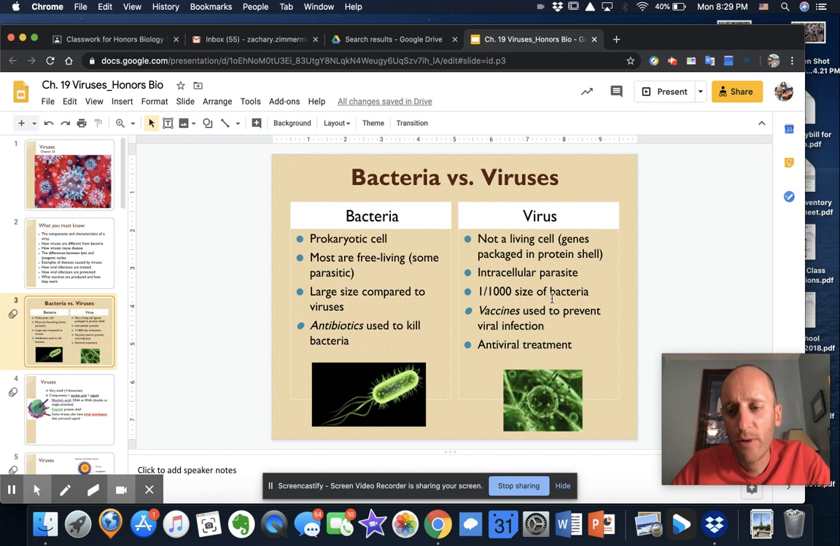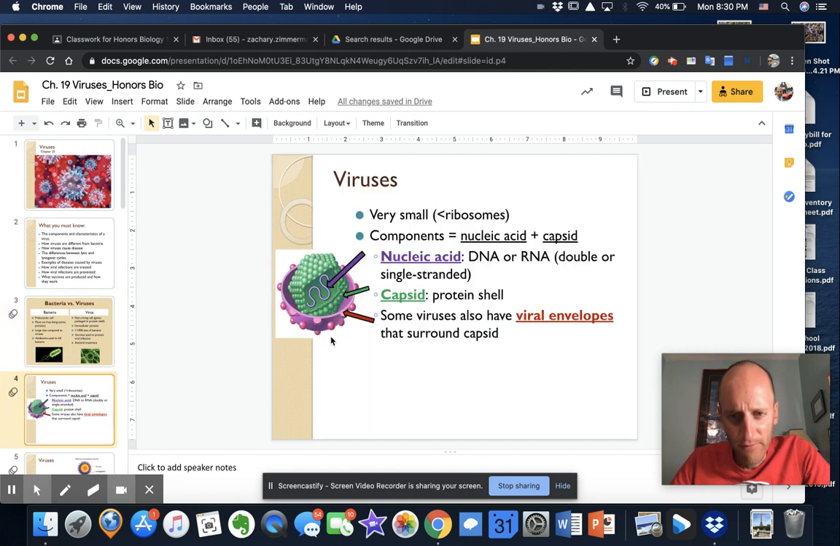And of course, you've heard about vaccines. Vaccines usually consist of proteins that are associated with a certain virus or bacterium, or sometimes vaccines contain weakened forms of a virus or bacteria, especially in the case of viruses. So we'll talk about antiviral treatments a little bit later, but viruses, of course, are very tiny, but they still have some components that we want to be familiar with.